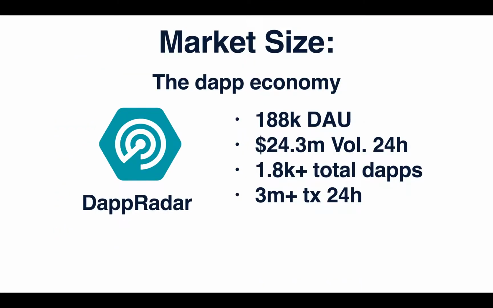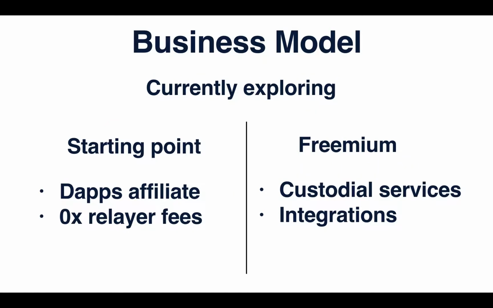Now, if we're looking at what kind of market environment we're at, from DappRadar, you can see that even today, with the slow bear market conditions, we have close to 200,000 daily active users on dApps, $24 million circulating through the dApp ecosystem per day. And dApps are getting better and better all the time. Now, these numbers can grow exponentially when mass adoption starts. So we want to grow this pie and capture a significant share of it.